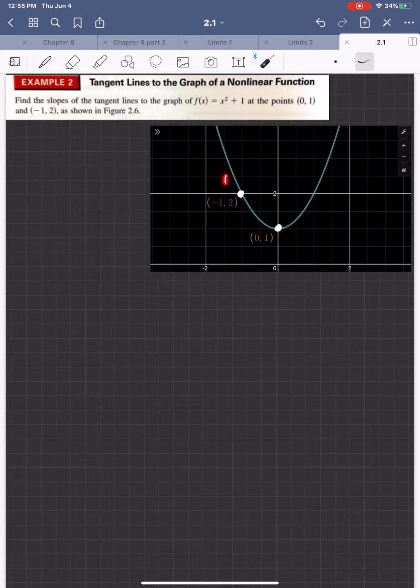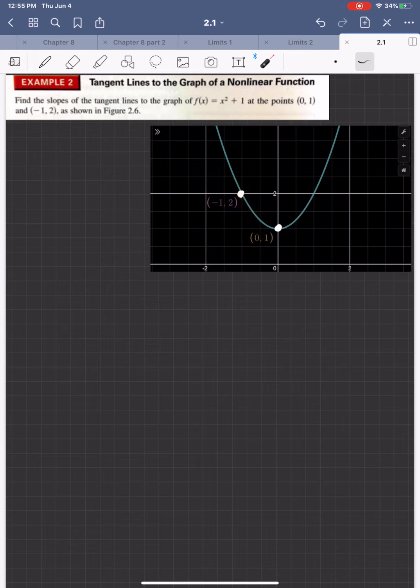What about the slope at this particular point? Well, I don't know what it is, but at least I can tell that it should be negative, right? That is decreasing. So I'm thinking whatever the slope is, it should be a negative slope at this other point.